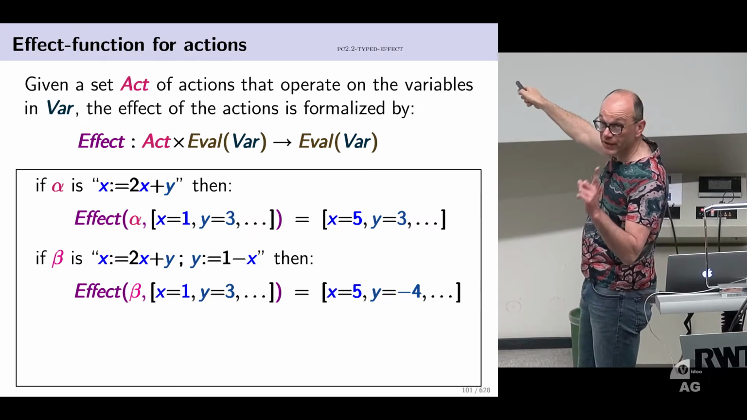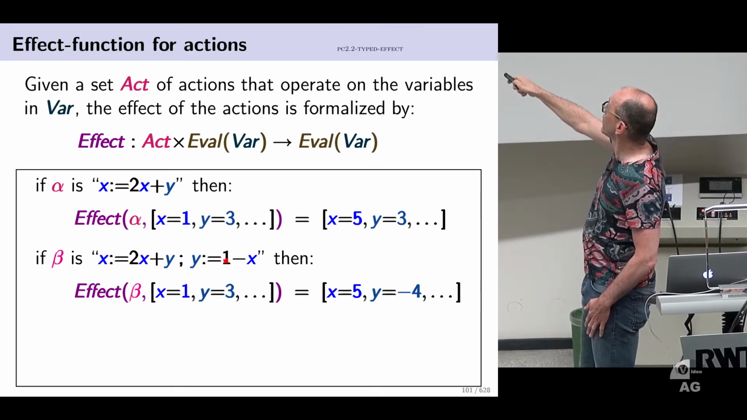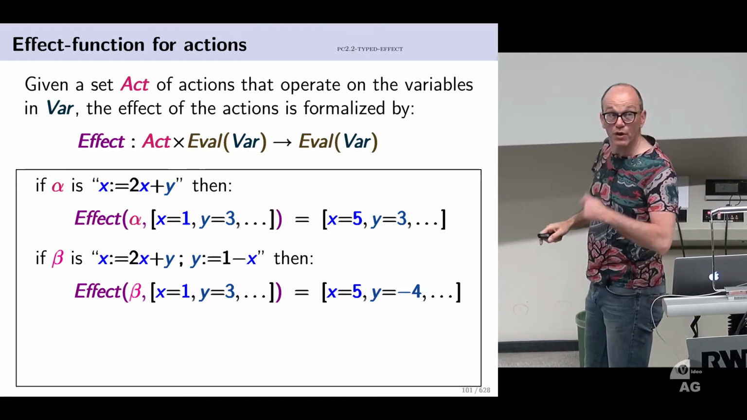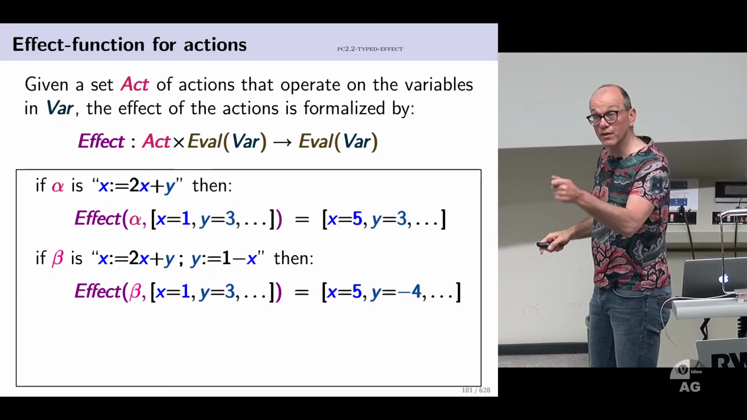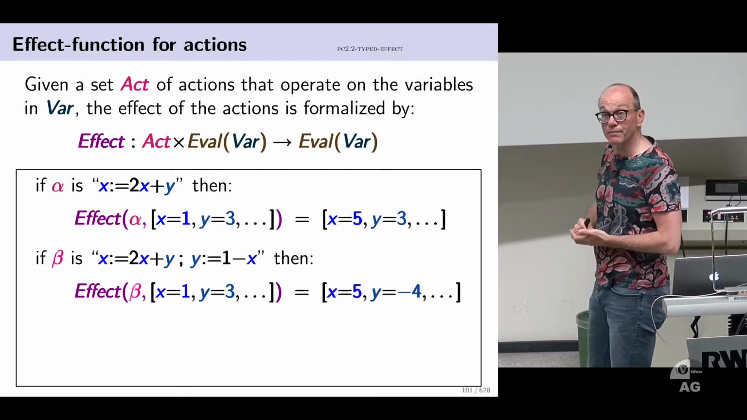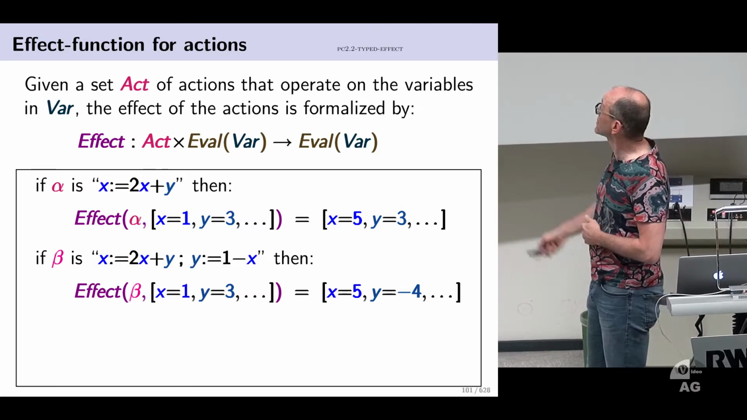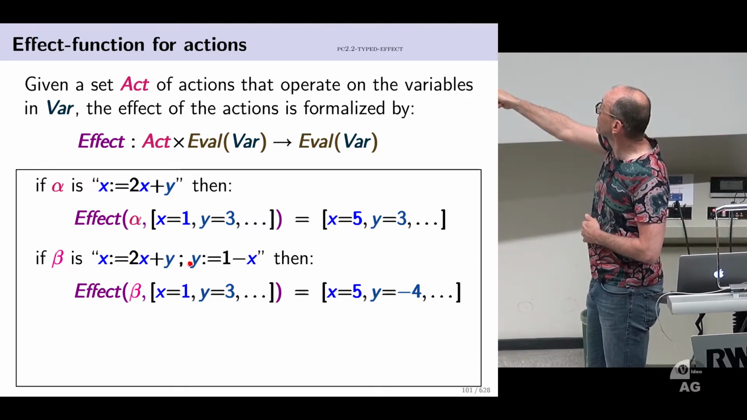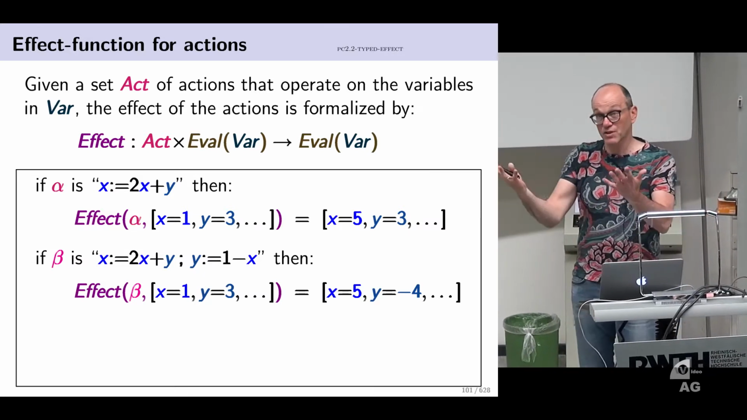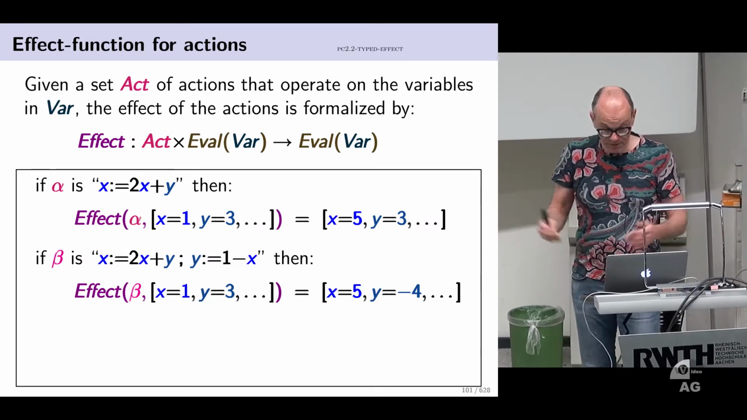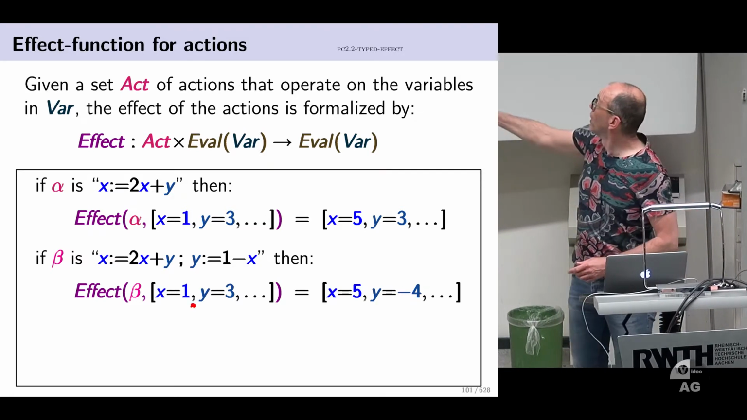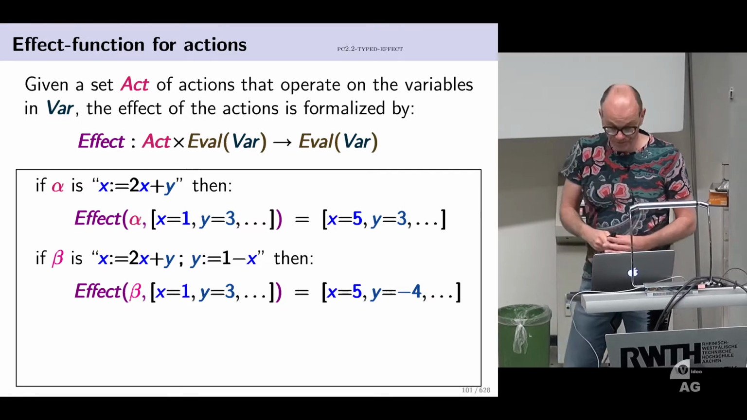Then we say y becomes 1 minus x. So based on this 5, we're going to say that y becomes 1 minus 5, which is minus 4. And that's why we get minus 4 here. This has to do with the semicolon here, that we take this assignment after we did the previous assignment. We model this in this case by 1 action, but that's why we here get minus 4, and not 1 minus 1, which would be 0.